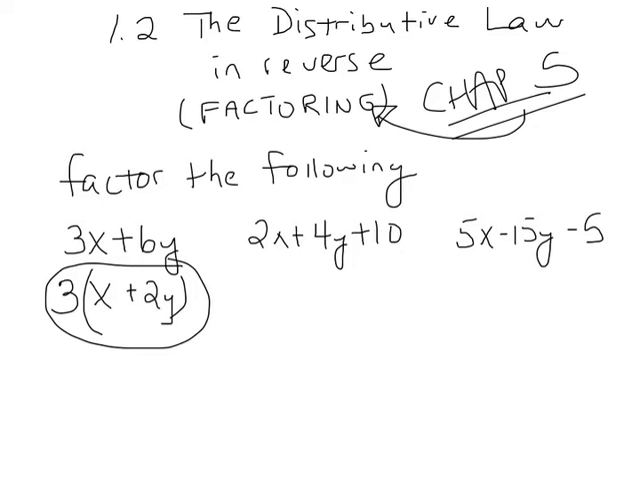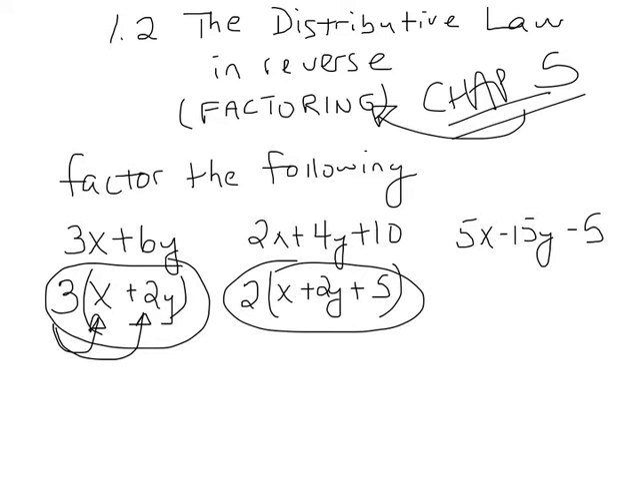Notice that if we were to actually distribute the 3 to the x and the 3 to the 2y, we would get back exactly what we started with. In the next problem, the greatest common factor is a 2, and then what is left is x in the first term, 2y in the second term, and a 5 in the third term.